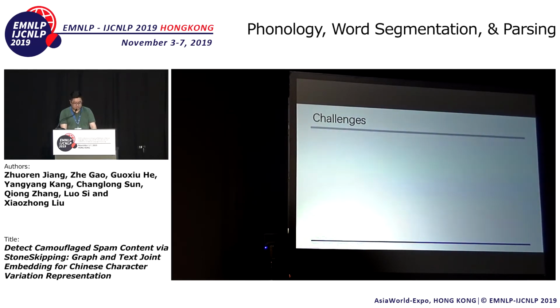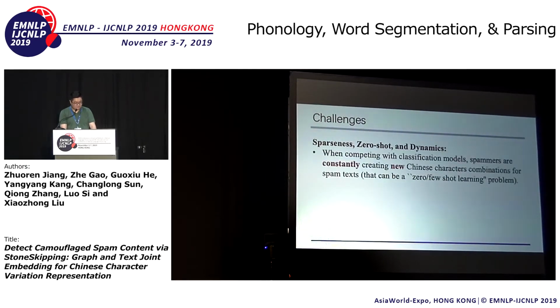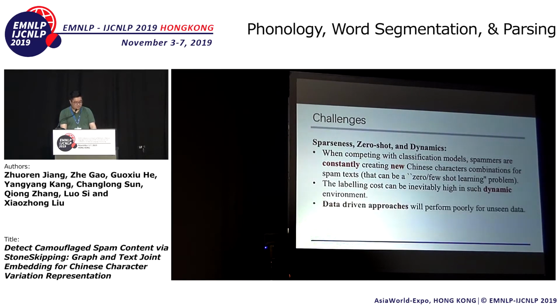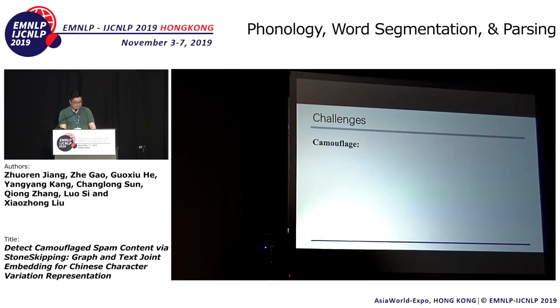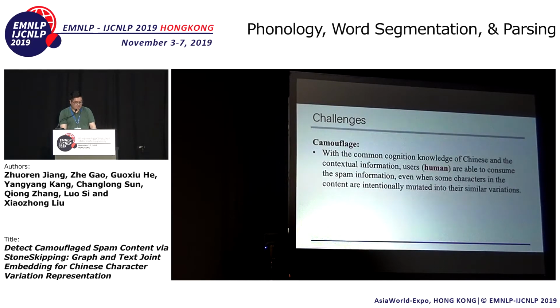The second challenge is sparseness, zero-shot, and dynamics. When competing with classification models, spammers are consistently creating new Chinese character combinations for spam texts. The labeling cost can be inevitably high in such a dynamic environment, so the data-driven approach will perform poorly for unseen data. The third challenge is camouflage.